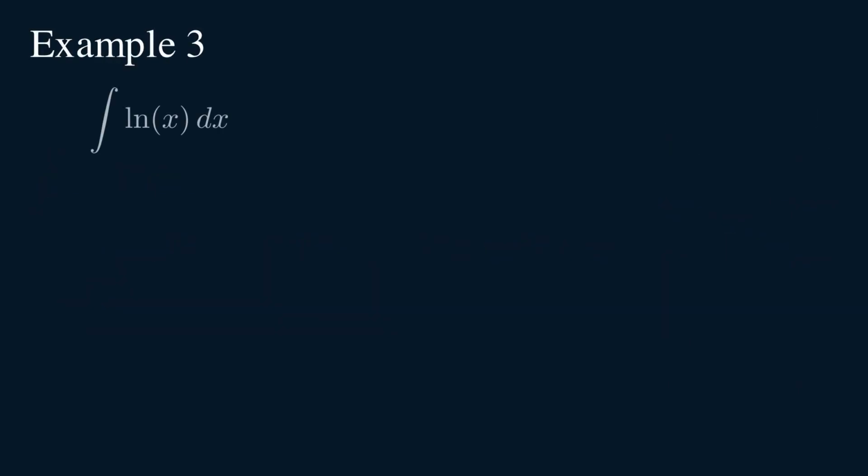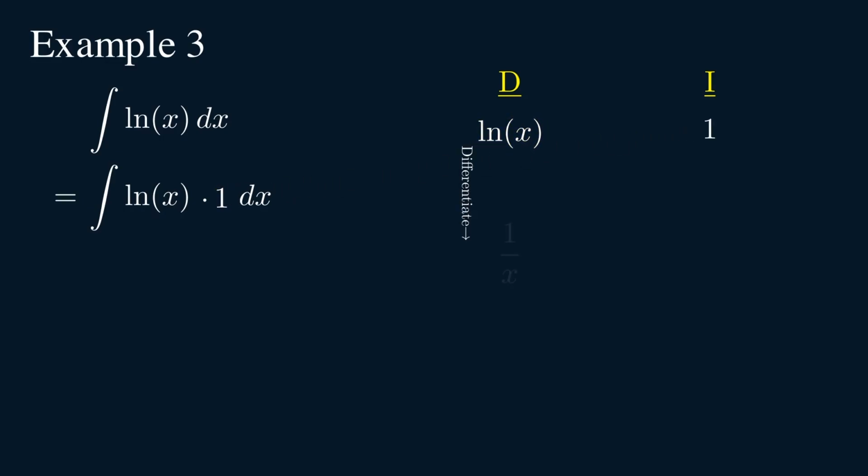Now, let's look at an example where we use integration by parts, even when we're integrating just a single function. To integrate the natural logarithm of x, we rewrite ln of x as ln of x times 1. Place ln of x in the first column, and 1 in the second column. The derivative of ln of x is 1 over x, and an antiderivative of 1 is x. The 2 parts of the integral are indicated by the arrows, with alternating signs, plus for the first part, and minus for the second.